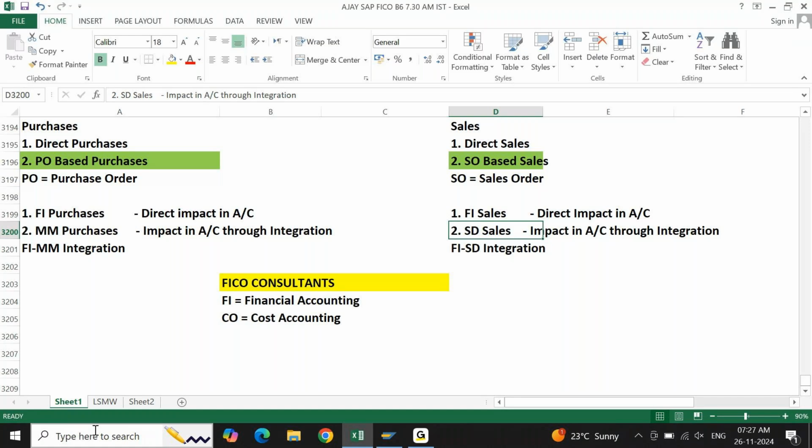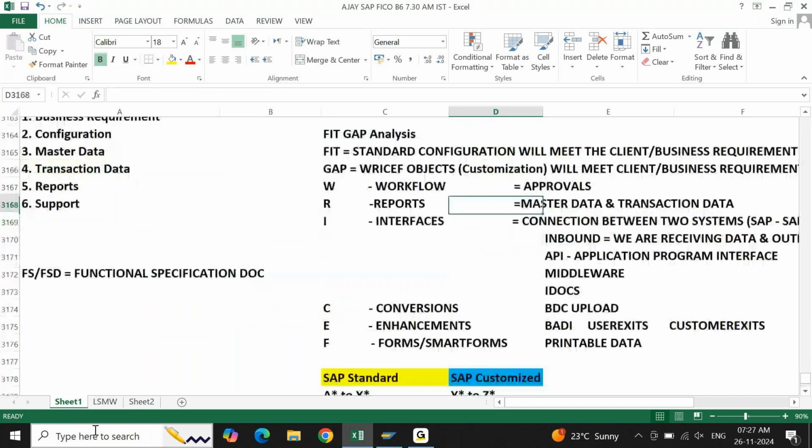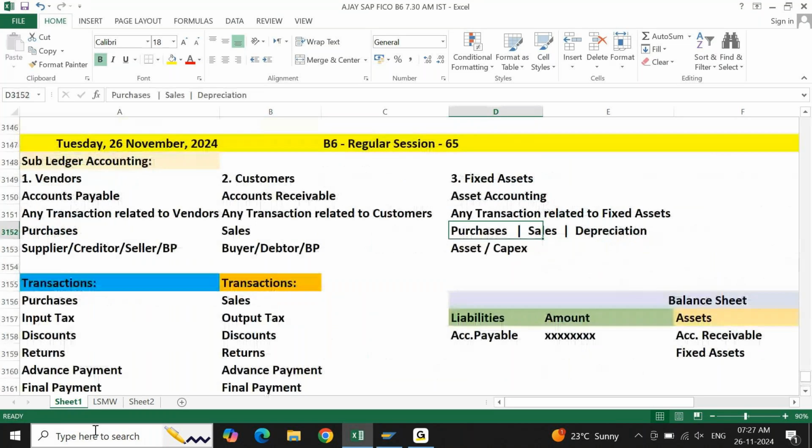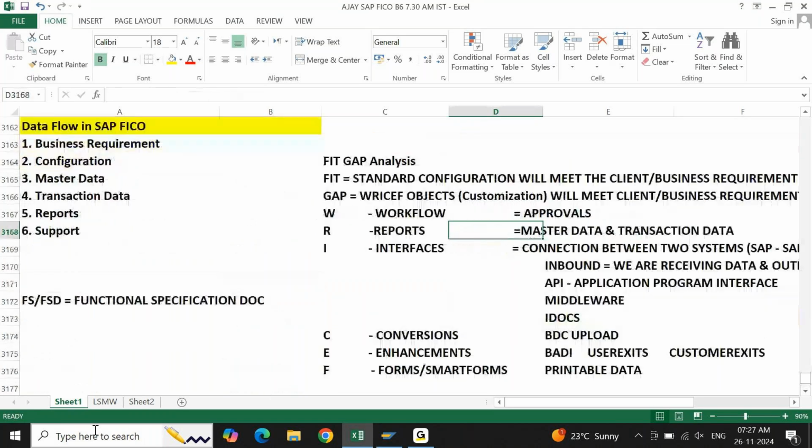Through integration, we need to understand, and this is where you need to tell accounts payable, accounts receivable. Only when you know all the points, whatever we are writing on the sheet now, with these points only you need to tell somebody, I know accounts payable, I know accounts receivable. Otherwise, please do not tell anybody, I know AP, I know AR.